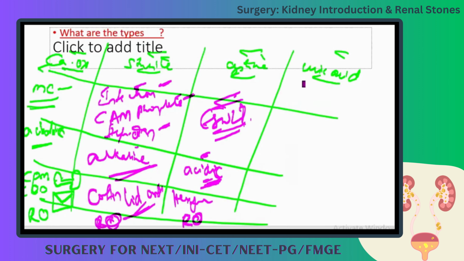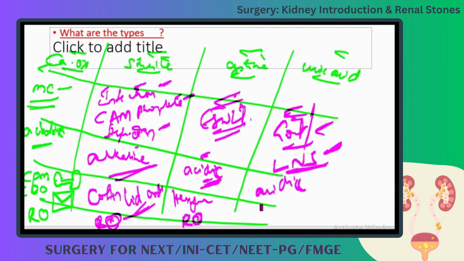Whereas uric acid, it is in a disorder. Which disorder? Gout. Yeah, uric acid is increased in gout. Okay, and one syndrome, Lesch-Nyhan syndrome. Very good. Remember, there are two things: gout and Lesch-Nyhan syndrome. This is also in acidic urine only. And the shape is rhomboid, rhomboid crystals. And this is radiolucent.